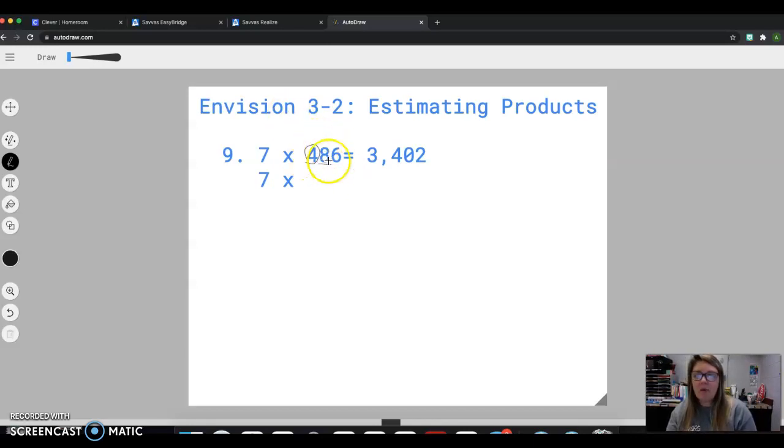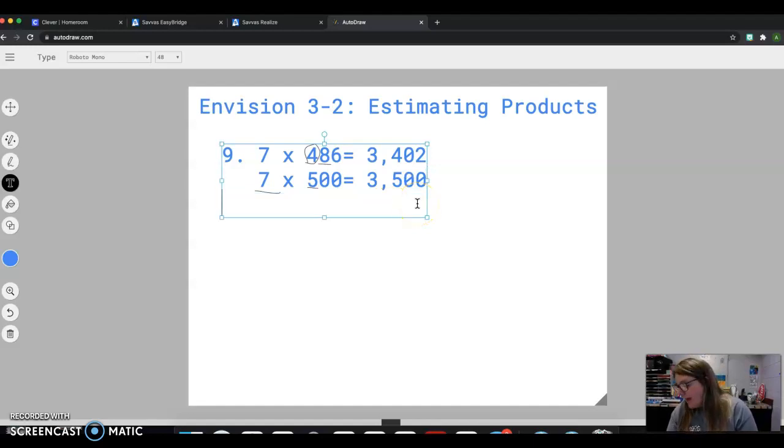I see that it's more than 4. So I'm going to add 1 to my 4 in the hundreds place and change it to 500. I know that my basic fact here is 7 times 5. 7 times 5 is 35. And then I need to add in my 2 zeros to represent the hundreds.